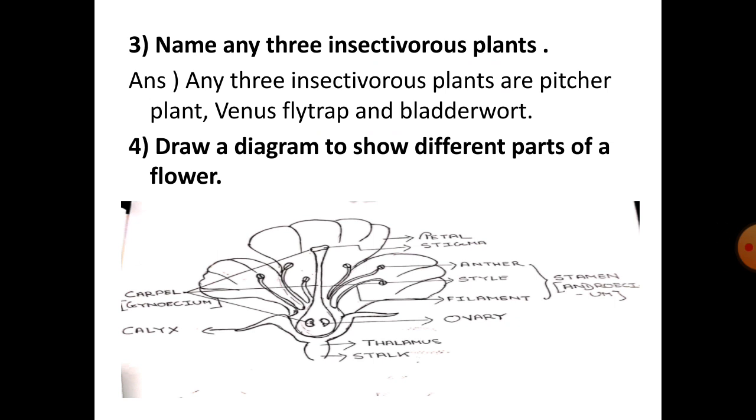Number 4. Draw a diagram to show different parts of flowers. So you will draw the diagram. It's given in your book also.